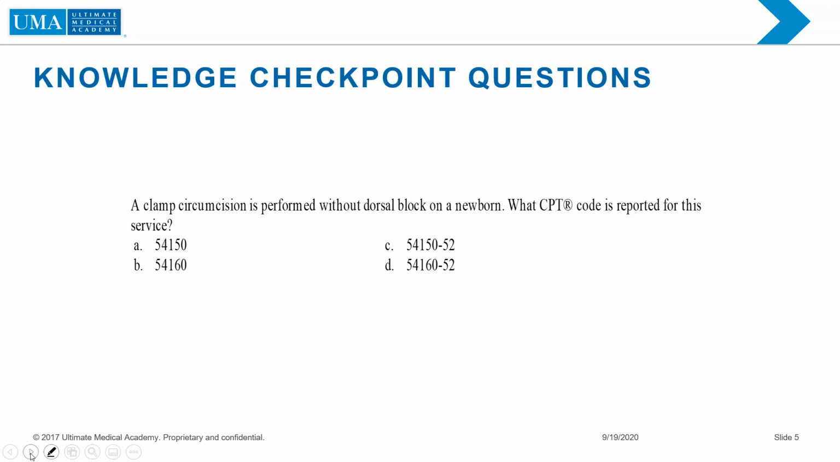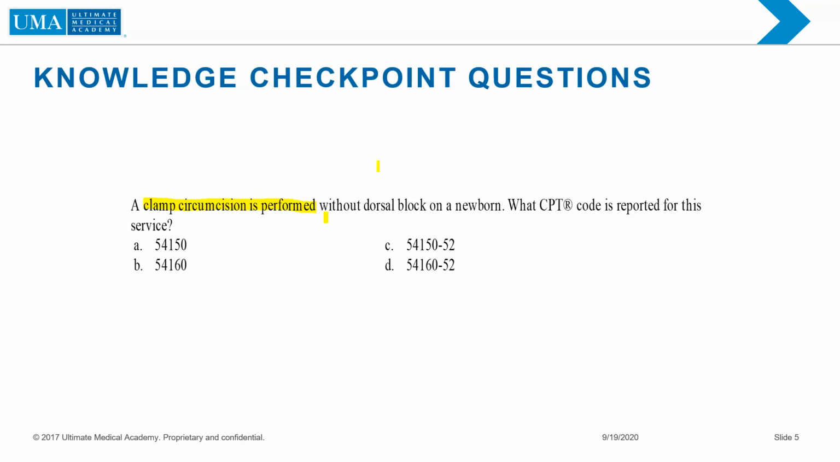So we have a question here, and we're going to turn to the codes. Well, let's see what we have. Let's see what we can pull out of here first. First, let's see what was performed. A clamp circumcision is performed. However, it says without, do you see that? Without dorsal block on a newborn. So it's on a newborn, and it's without a dorsal block. So we had to see, because remember there was a little tip. So as you can see, we're only looking at two codes. It's 54150 or 54160, and then I'll show you how we look it up in the index.